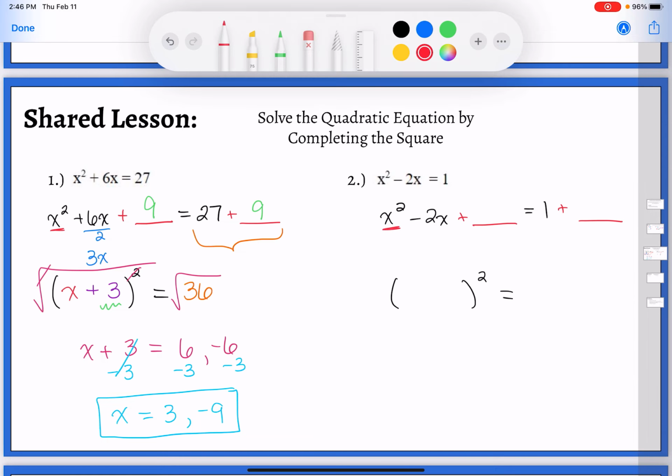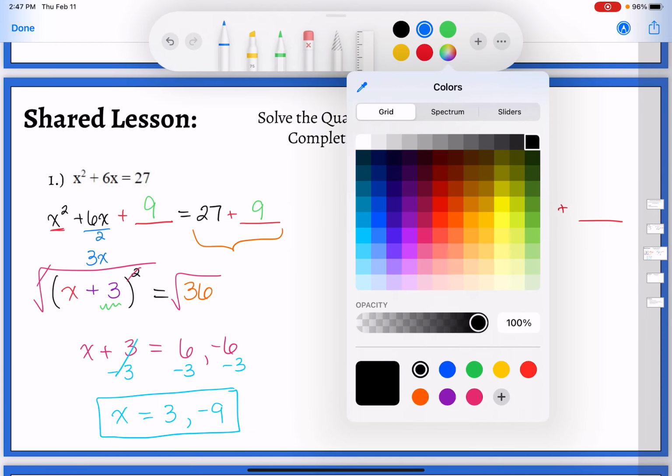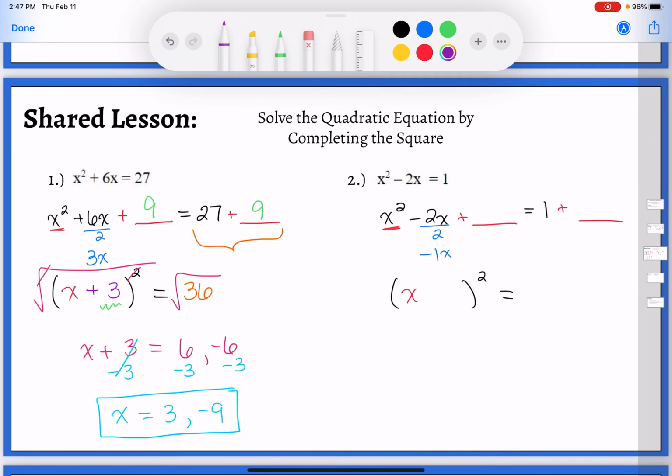What times itself gives me x squared? That would be x. Take that middle term and divide it by 2. Ooh, careful here. Negative 2x divided by 2 would be negative 1x, right? Or just negative x, however you want to think about it. But I would recommend writing it as negative 1x. All right, so a is x. A times b is negative 1x. So x times what gives me negative 1x? X times negative 1, right?